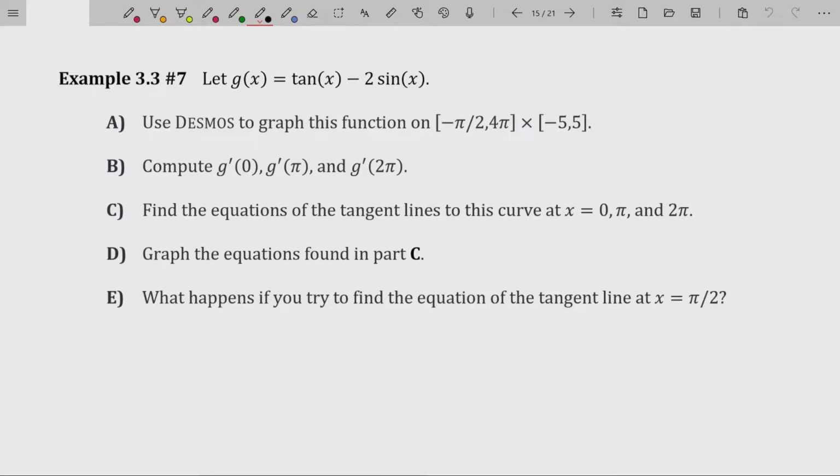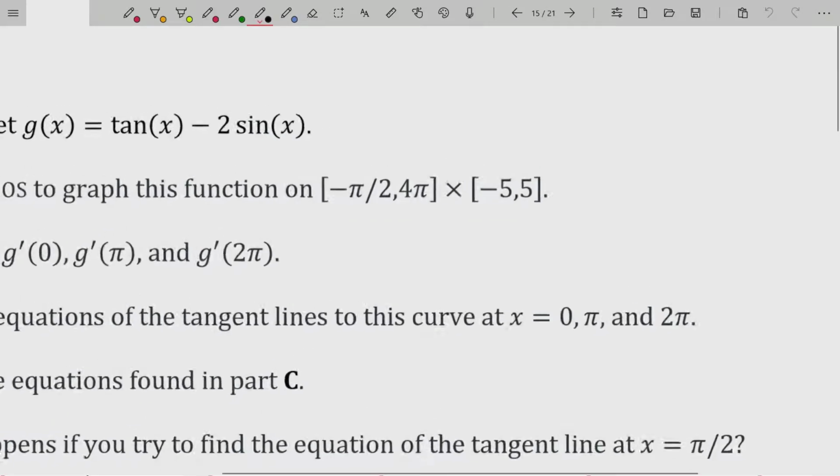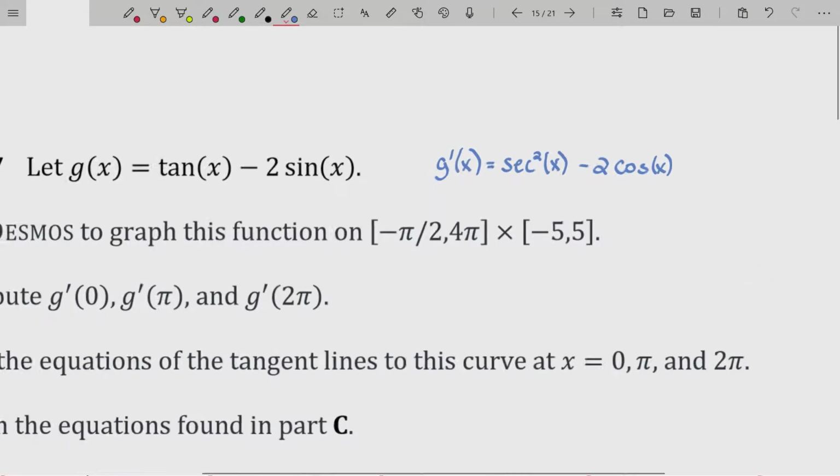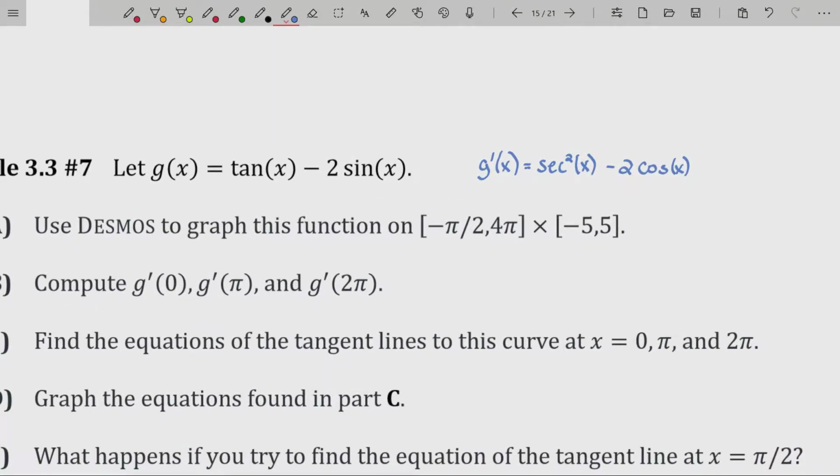Now that we're done with that, let's see what else we're being asked to do. Compute g prime of 0 and g prime of pi and g prime of 2 pi. Well, that just means compute g prime first. So I'm going to go off to the right hand side here in blue. I'll say g prime of x is equal to, well, the derivative of the tangent is the secant squared, and minus 2 times the derivative of the sine is the cosine of x. And now I can go ahead and compute g prime at 0.